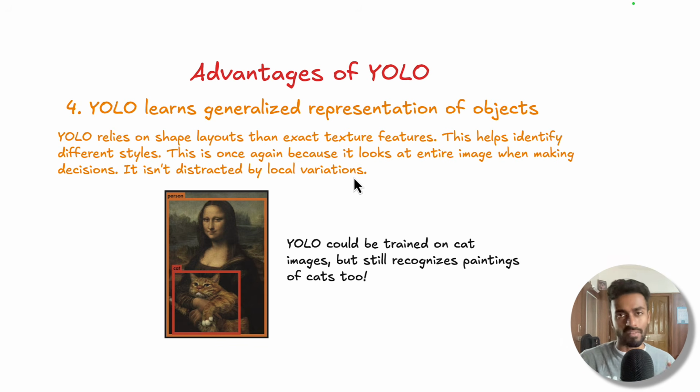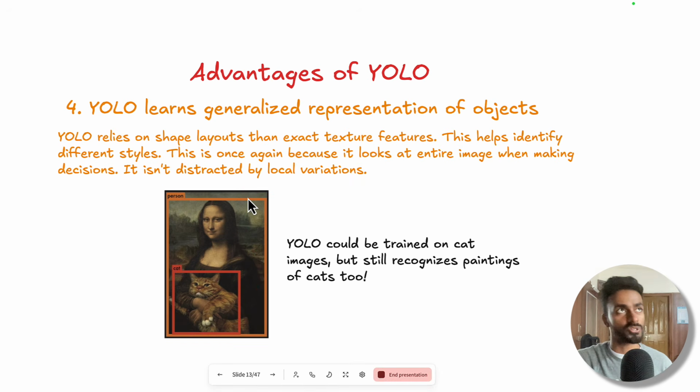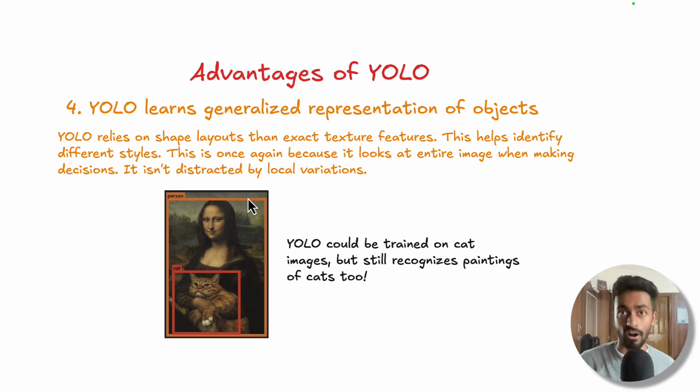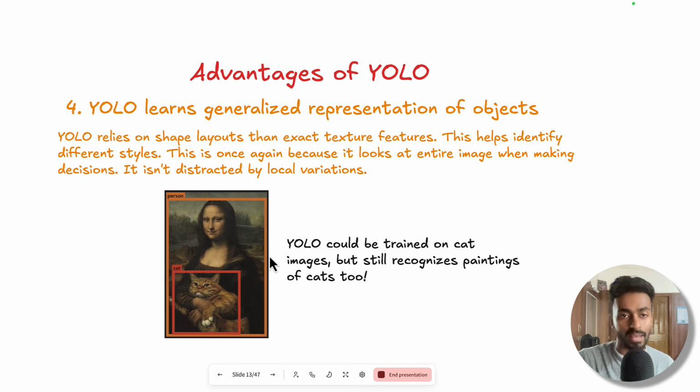As an example of what I mean by this, if we have this input image in this style, let's say that YOLO was trained on actual people images or cat images and dog images. Now, even though it's never seen this kind of painting before, it is still able to correctly identify this as a person and this over here as a cat. So it works well out of the box, and hence it learns generalized representations of objects.